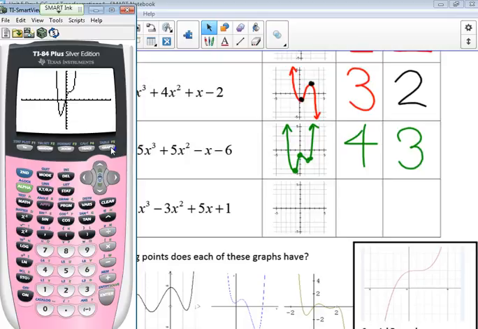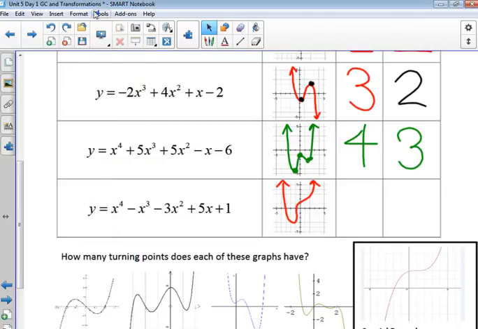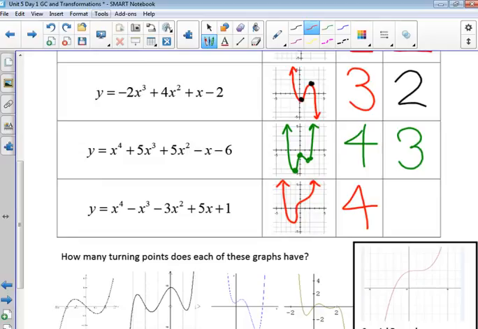And for this 4th one, everyone should get something that looks like this. Does everyone see that? It's weird, right? So it kind of loops down, comes up here. Alright, what's the degree of this equation? 4. Okay, so the maximum number of turning points could be what? 1 less than the degree, which is 3. Yes? Is everyone with me?